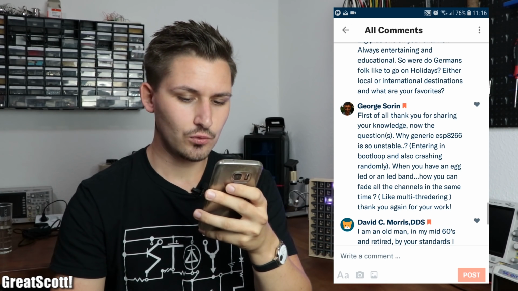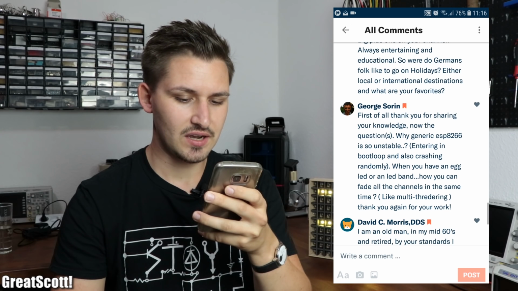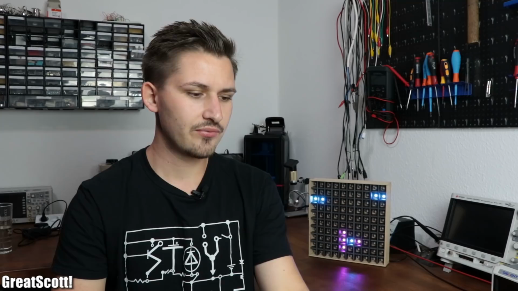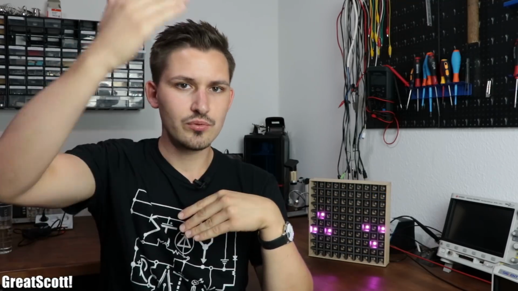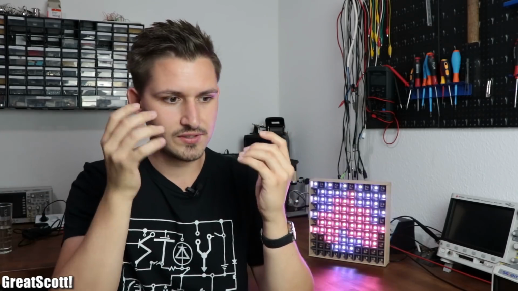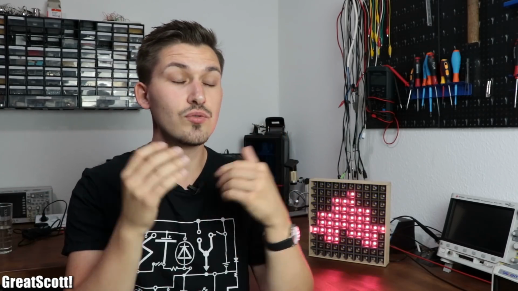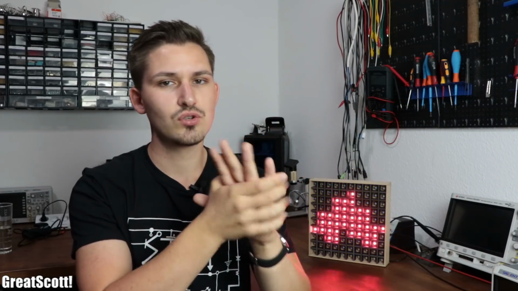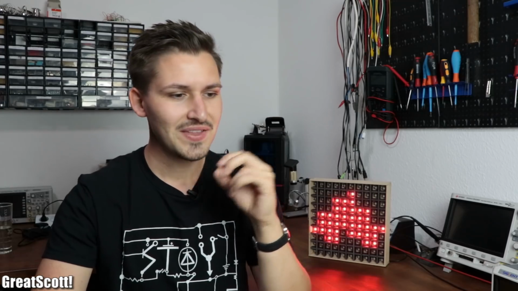When you have an RGB LED, I think he means a 5mm LED, and one LED strip, how can you fade all the channels in at the same time, like multi-threading? Multi-threading with microcontrollers is not possible because you got your loop which goes through the lines. But if you use 3 PWM channels, you can make it look like it's multi-threading because the time steps between each command are so small that people usually don't notice unless you got a slow motion camera maybe.